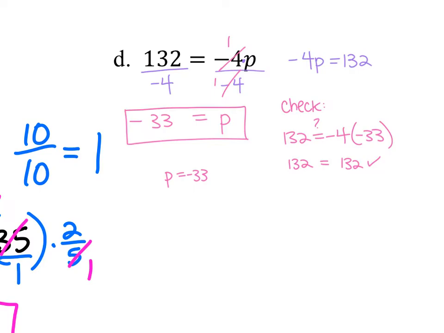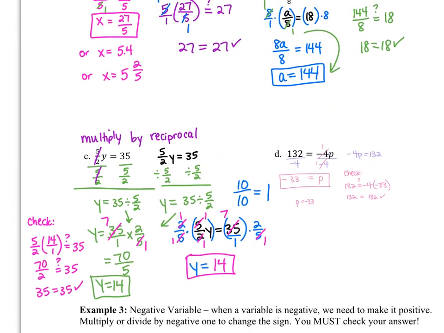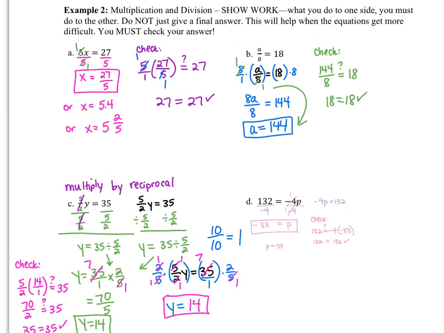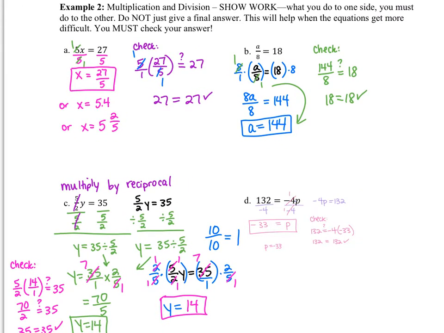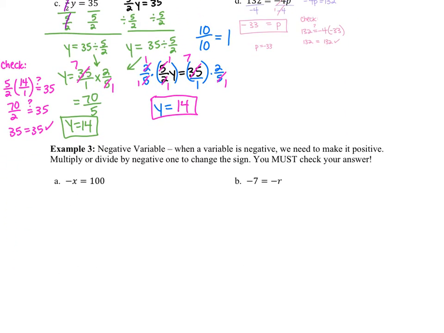Okay, that's it for the 4 different types of operations. We did addition and subtraction on the previous page, and on this page I showed you multiplication and division given in different ways. So we had the multiply by reciprocal, we had the one where we just divided, the one where we just multiplied, and another one we divided but with a negative coefficient. So let's go ahead and go on to example 3.